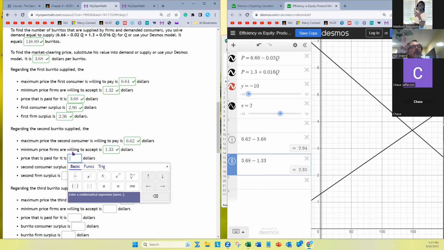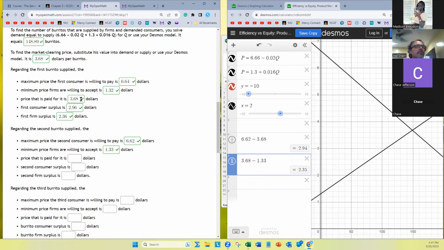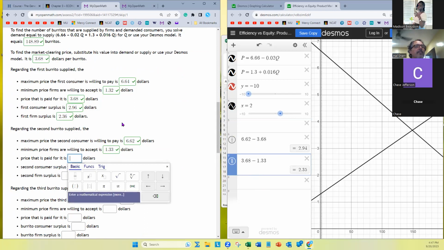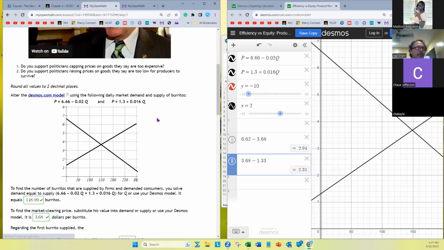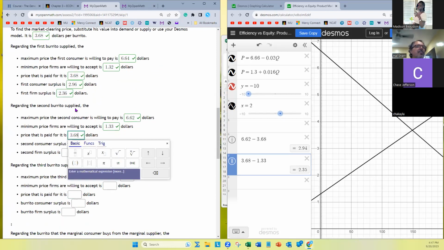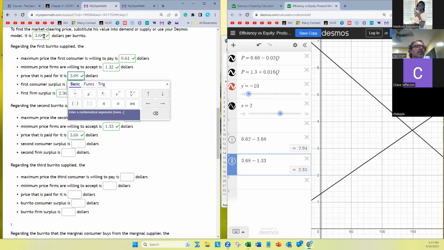Now, that second burrito still only costs $3.68, right? Remember, my market clearing price is $3.68. So even though firms' lowest price they're willing to accept is higher, and the maximum price the consumers want to pay is lower, the price that second consumer pays is still the market price, right? $3.68. So this number doesn't change, right? That's the market price. The price is the price.